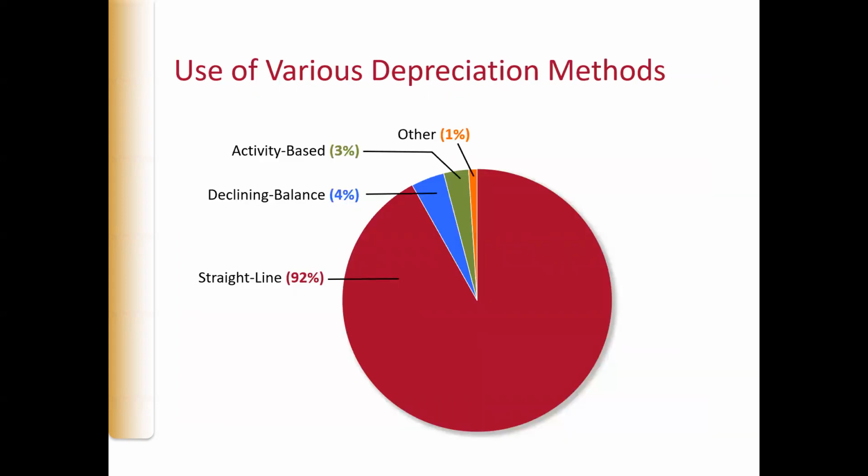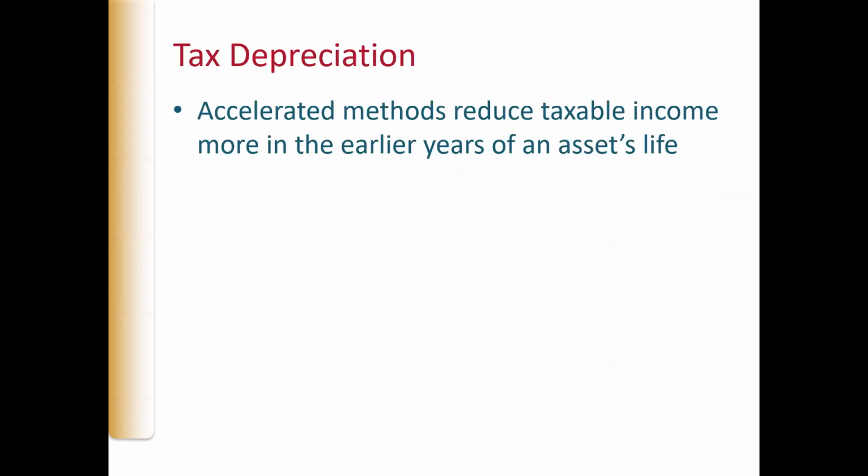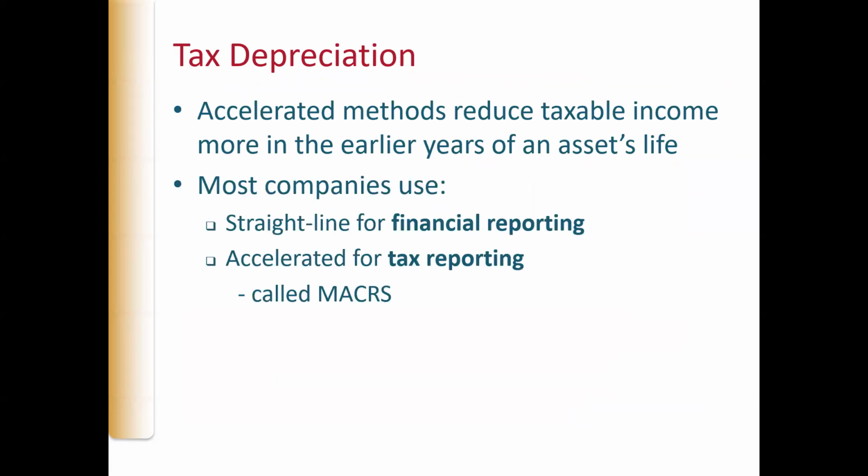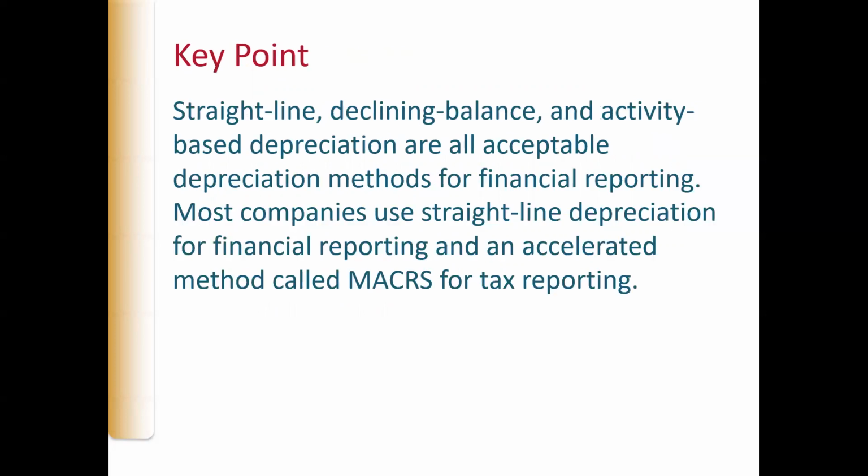Most people in the United States use the straight line method. It's easy. Know that tax depreciation is different from book depreciation. For purposes of accounting, most people use straight line. But for tax purposes, most people use the modified accelerated cost recovery system.